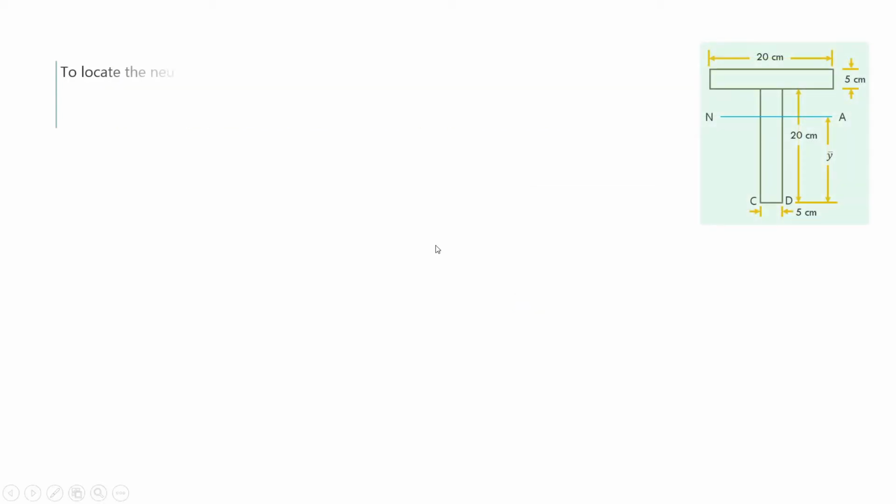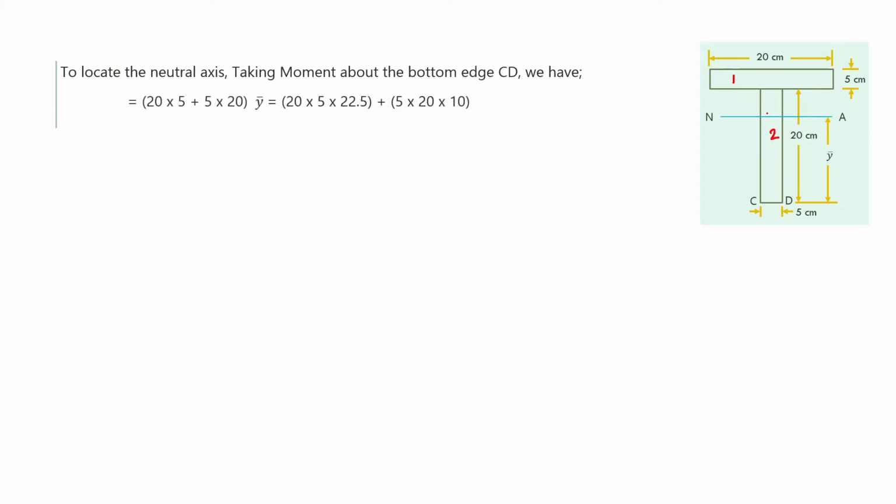Now to locate the neutral axis, we will take the moment about the bottom edge CD. So for proceeding about the moment, let us divide this cross section into two parts. This is the first rectangle, this is the second one. Now the area of first rectangle, that is 20 the width, 5 the height, so 20 into 5 the first area. Again 5 is the width and 20 is the height, so 5 into 20 the second area. This is the total area of the cross section into the distance of its neutral axis from the bottom CD, that is y bar. So here this is y bar.